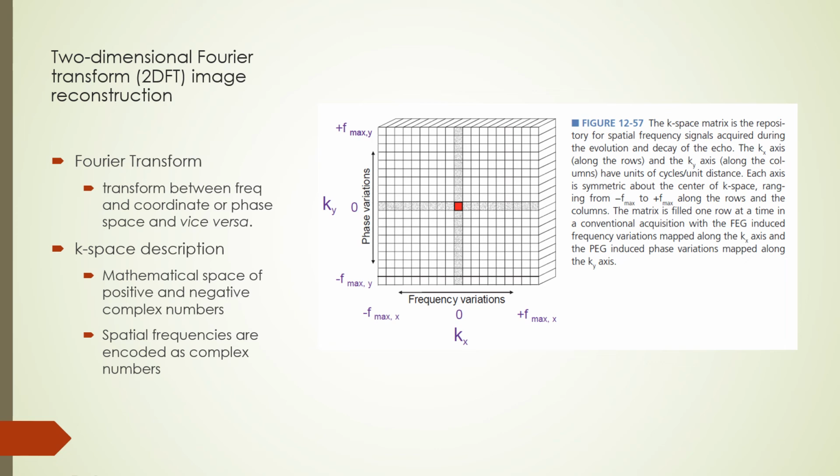Echo signals collected during the application of the frequency encode gradient are deposited in a 2-dimensional complex mathematical space called K-space. This space allows encoding of spatial frequencies as positive and negative complex numbers. The center of K-space is the zero spatial frequency signal as shown on the image. The 2D Fourier transform used for image processing enables us to transform signals between frequency space and phase or coordinate space. An inverse Fourier transform allows us to go back to the previous space.